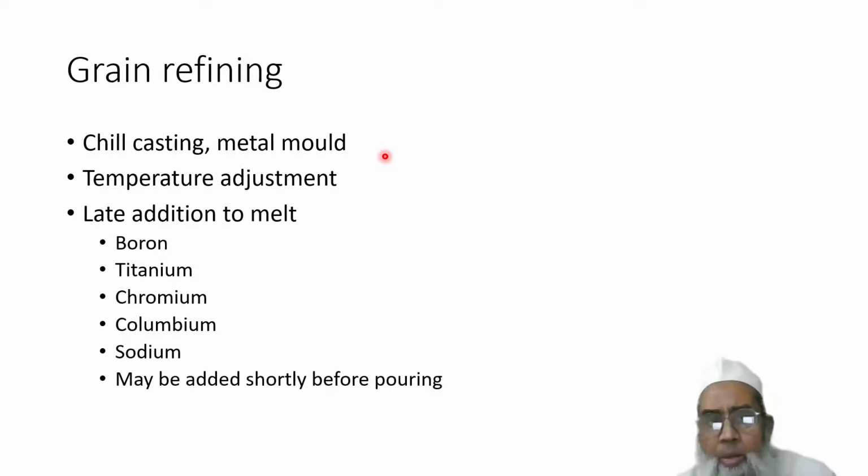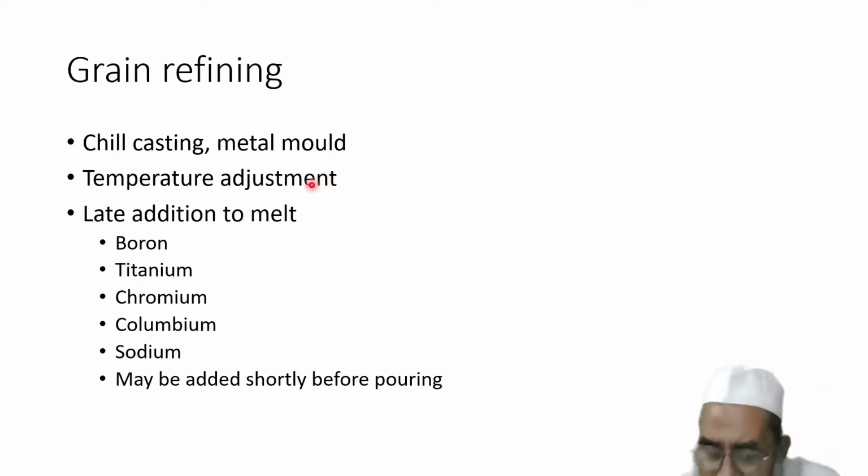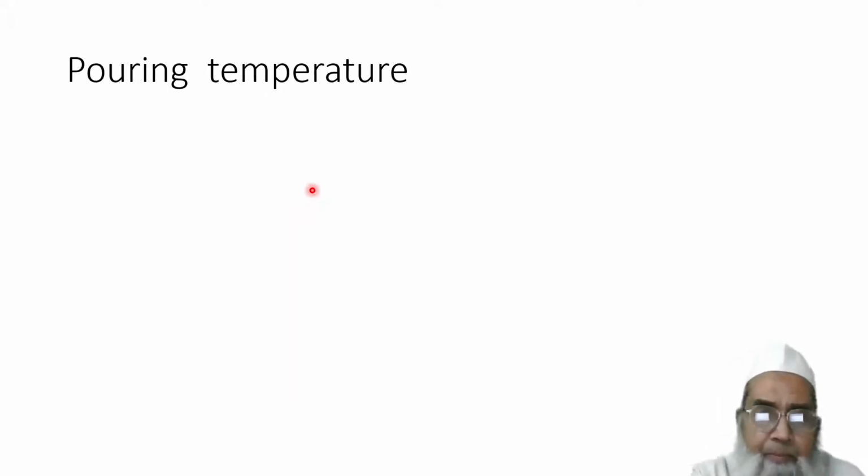Now, these are a few elements which also help grain refining, say boron, titanium, chromium, columbium, sodium. But after adding, we try to give it a very short time. Shortly after adding, we just pour so that the melt may not react with the atmosphere again and form oxides.